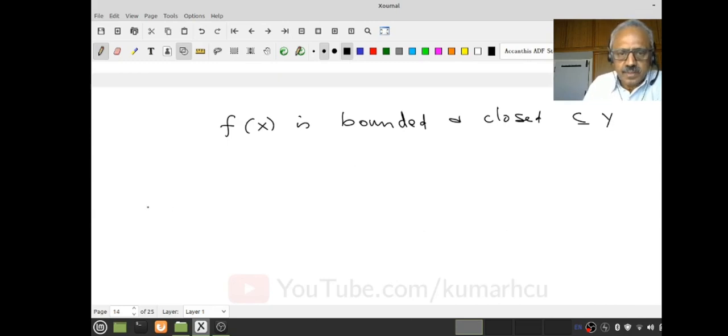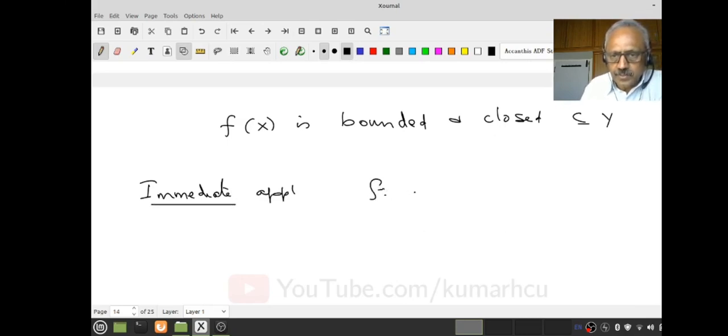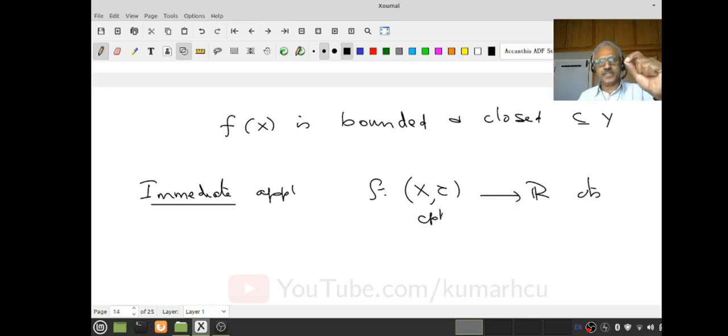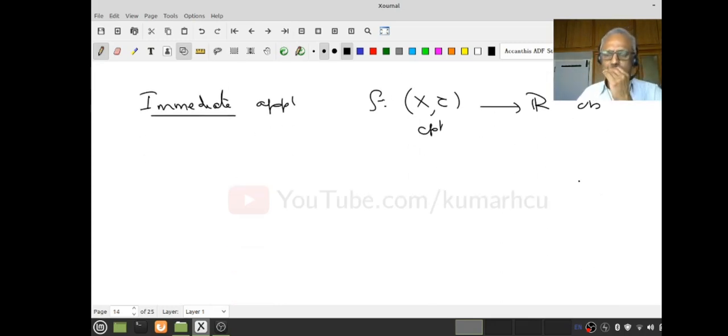Okay, now an immediate application of this is, suppose f is from (X, tau), a compact space, to R, and now Y is a metric space, but that Y is the real numbers with the usual topology, right? So then what do I know? Then f(X) is a compact subset of R.